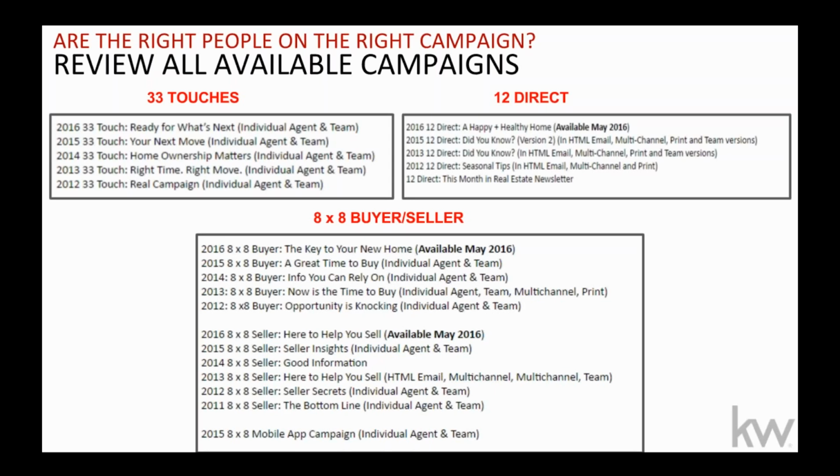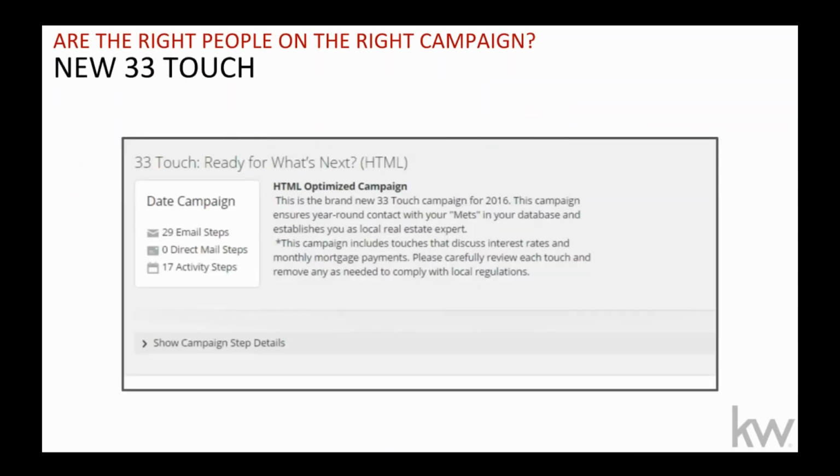Put them on some sort of touch so that they don't forget about us and we don't forget about them, because part of these touches, of course, are phone calls and other activities. So take advantage of the touches, because they're going to tell you what to do, when to do it, and not only that, but what to say. So these are the current touches that are available. You'll also notice we have touches from previous years. We're going to recommend you use the latest touches, but we have a ton of touches available for you all. This is the brand new 33 Touch, Ready for What's Next.